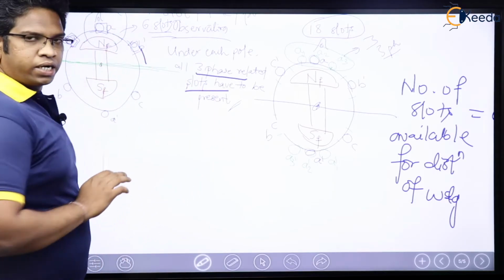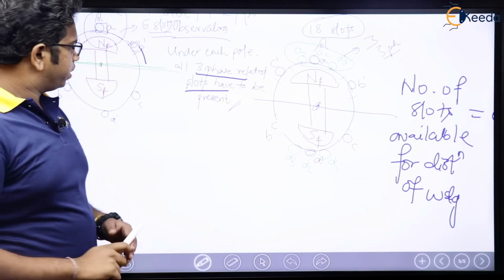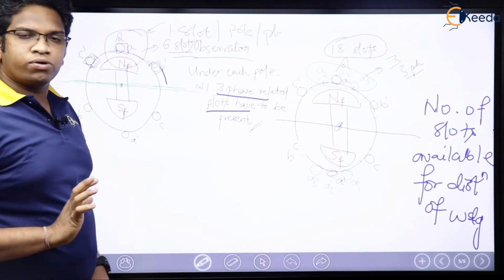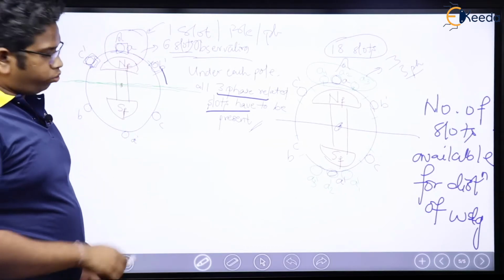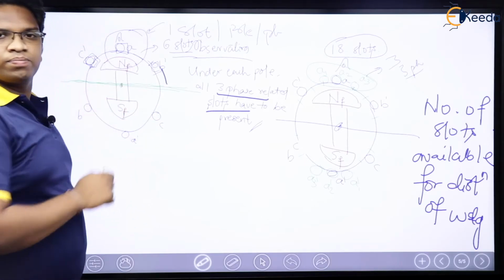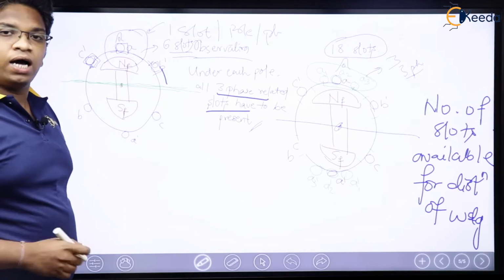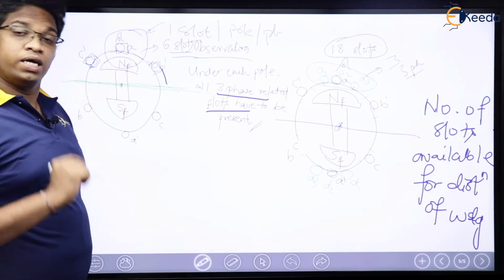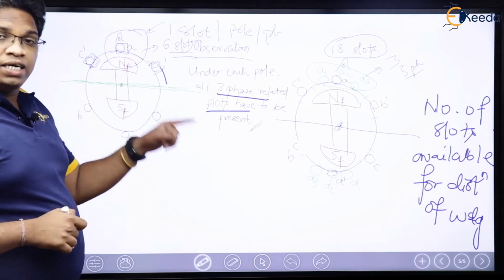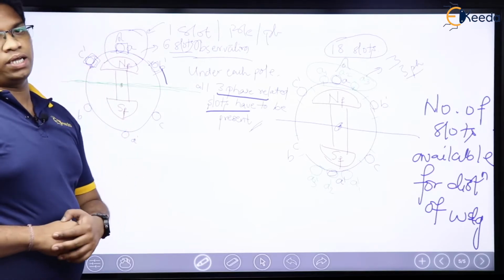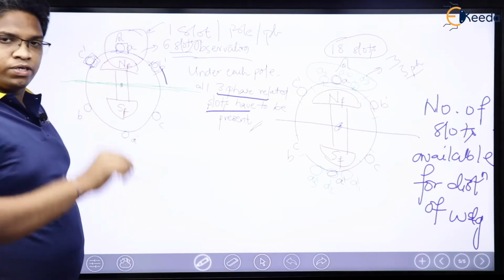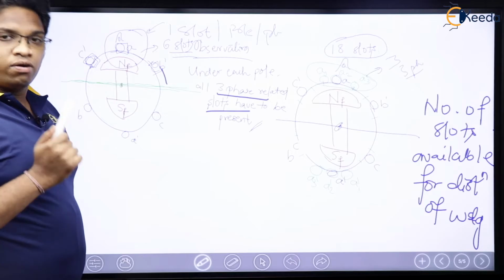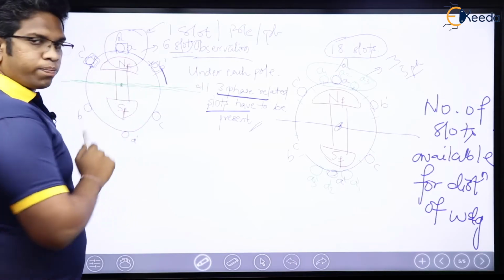Means, see here, again, very simple. This upper half is going to be one pole, right? So just see here, total slots are 6, out of which how many slots are dedicated per pole? 3 slots per pole are there. Now we have understood that under each pole all the three phases has to be there, which means if I am having three slots here, in these three slots all the three phases should be present, which means slots per pole per phase.